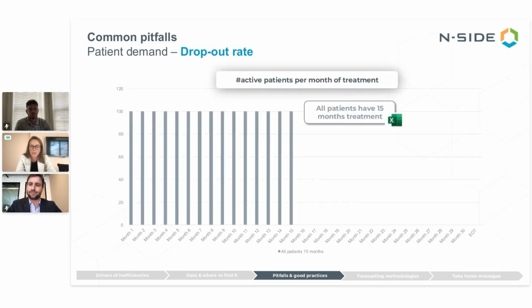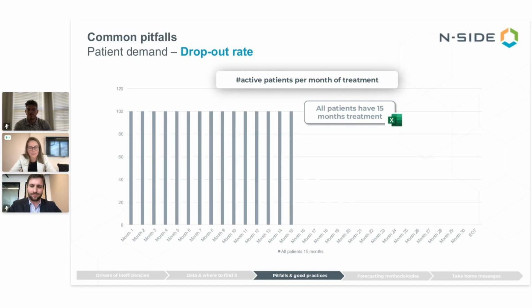So how to illustrate that? Here you see the main difference. If we are looking at all patients having the 15 months of treatment, we will have, in this example, 100 active patients at every visit until month 15. And then that's it. We don't cover anything else. You see where I'm coming from.